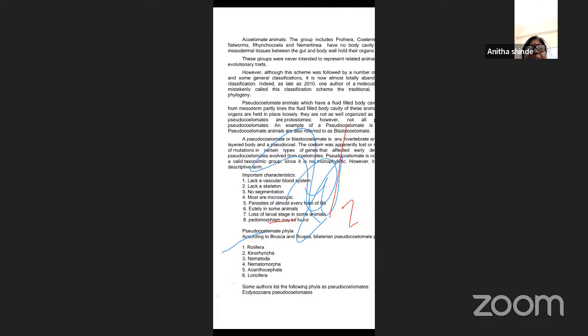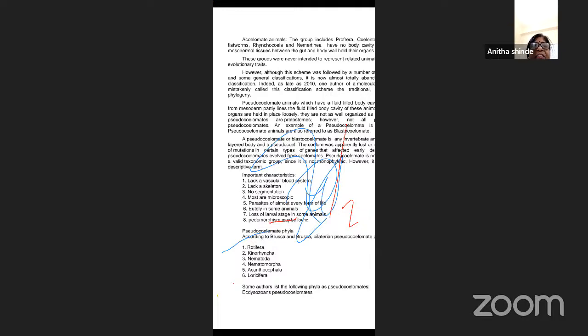The important characteristic features of these pseudocoelomates are that they lack a vascular blood system. They have a disorganized structure. They don't have a definite shape or a definite structure. Of course, in the lower animals, there is no question, because all of them don't have specified systems. You all know that in the lower animals, they don't have well-defined organs.